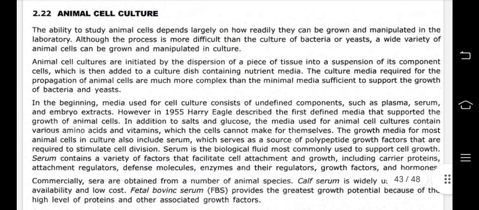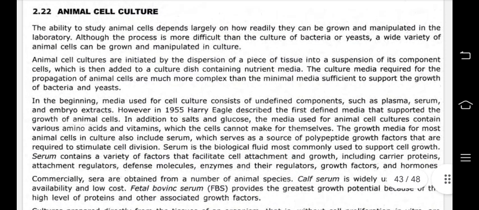So that's it. The ability to study animal cells depends largely on how readily they can be grown and manipulated in the laboratory. Although the process is more difficult than the culture of bacteria or yeasts, a wide variety of animal cells can be grown and manipulated in culture. Animal cell cultures are initiated by the dispersion of a piece of tissue into a suspension of its component cells, which is then added to a culture dish containing nutrient media.